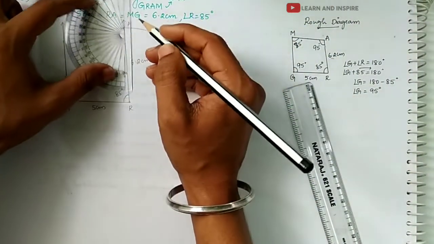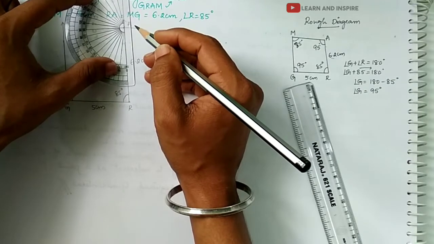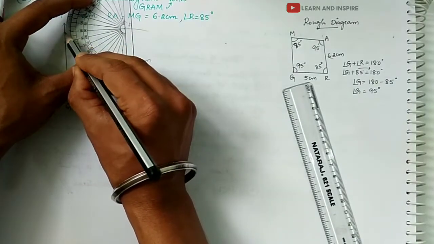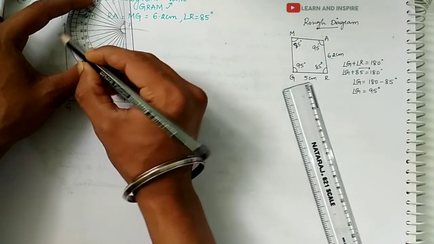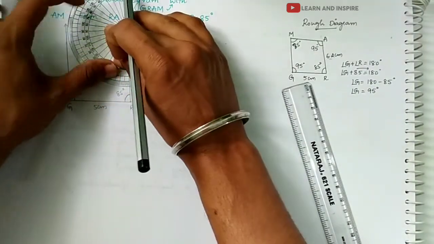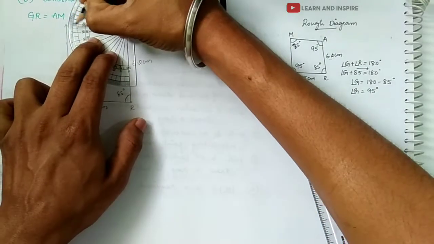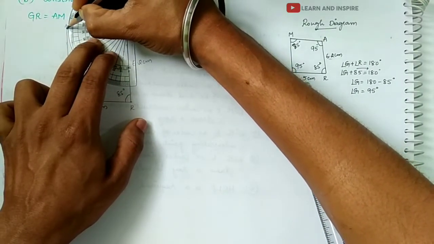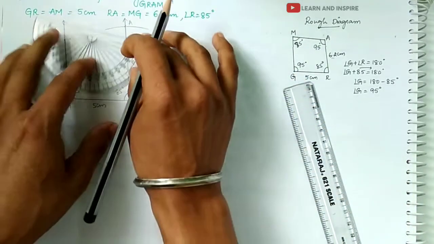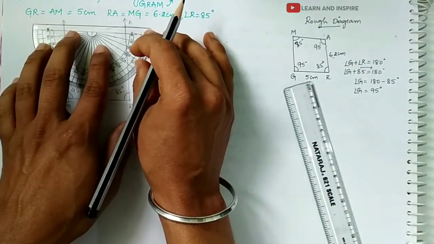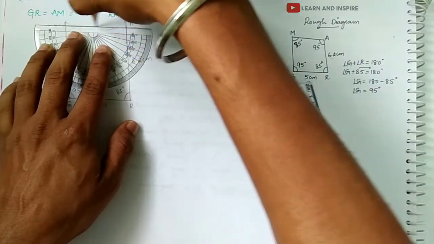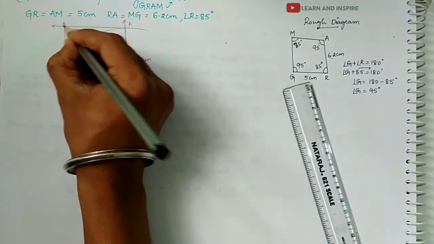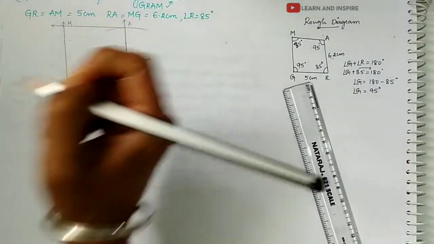Okay, next, with A as center, we have to construct an angle of 95 degrees. So this is A, 90 degrees. So 95 is greater than 90, so 95 degrees lies between 90 and 100. So this is 95 and draw a ray to intersect a point. So this is a ray and the intersecting point we name as M.